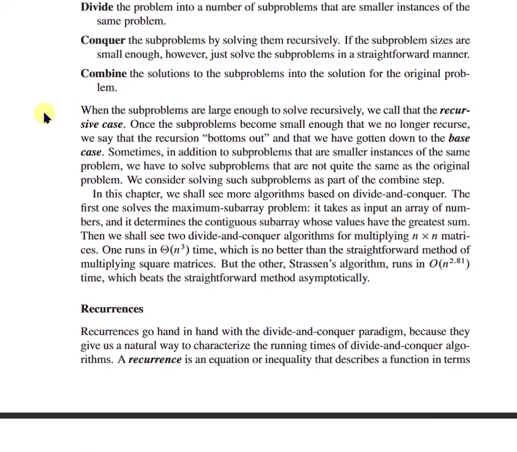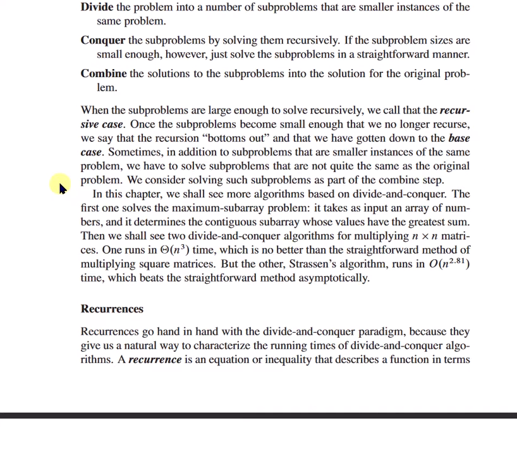When the subproblems are large enough to solve recursively, we call that the recursive case. Once the subproblems become small enough that we no longer recurse, we say that the recursion bottoms out and that we have gotten down to the base case. Sometimes, in addition to subproblems that are smaller instances of the same problem, we have to solve subproblems that are not quite the same as the original problem. We consider solving such subproblems as part of the combine step.